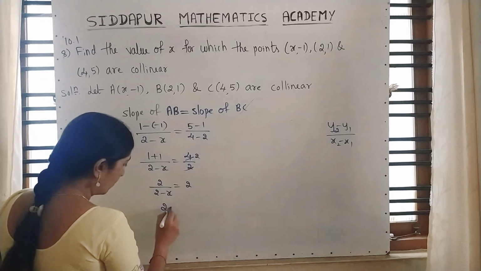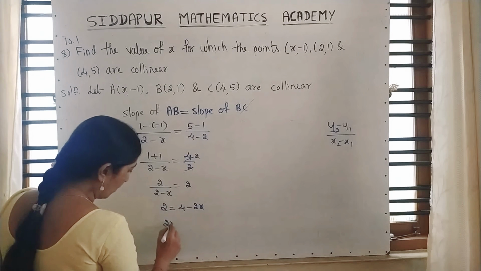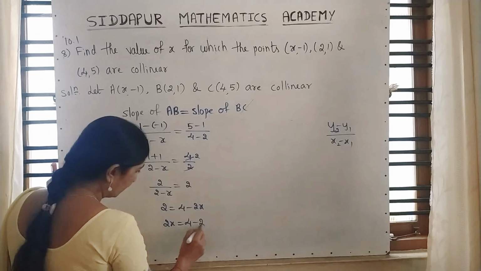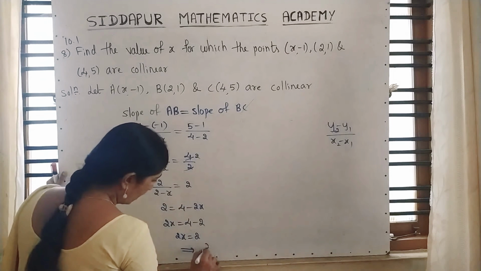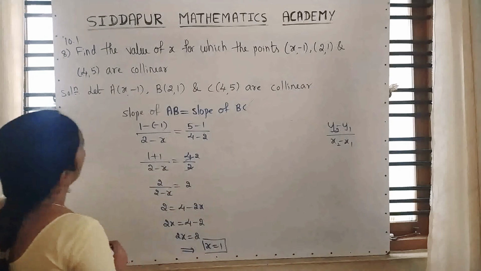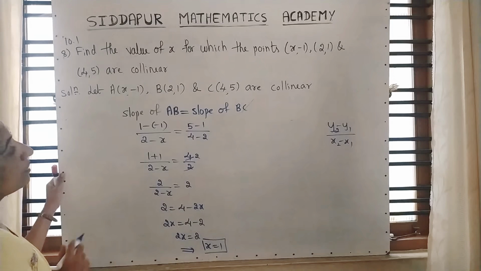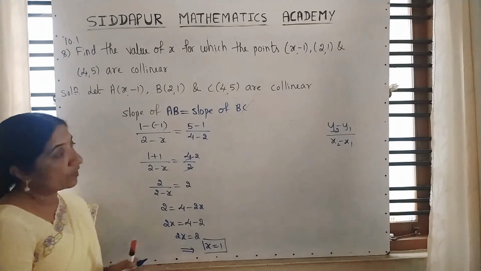Cross multiply. 2 is equal to 4 minus 2x. Taking minus 2x on this side, 2x is equal to 2, which implies x is equal to 1. Understood? So the value of x for which the points are collinear is 1. Moving to the next example.